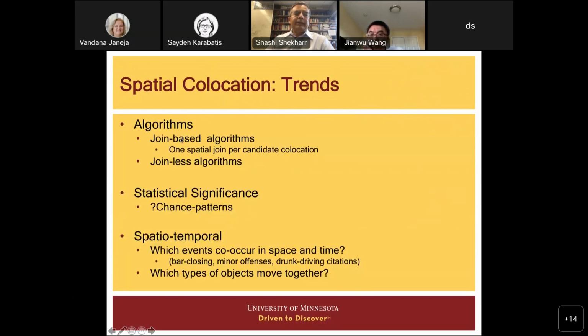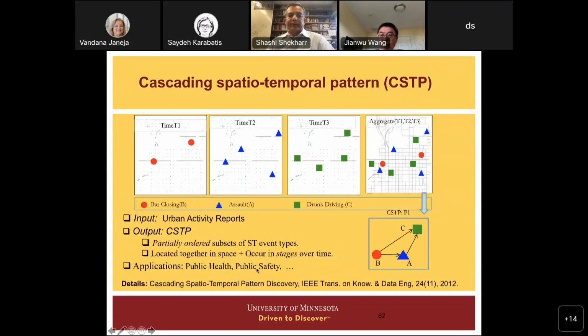Trends, there are many different ones, the algorithmic refinement. Also, the original collocation pattern did not have statistical significance added to it. And some people have added it for this one. And new work is also to think about adding time and so on. So for example, here, it is showing you that if you have a certain event at one time, a little later in the neighborhood, something else happens, and a little later, something else happens. You can talk about cascade patterns like this, which can generate hypotheses for causation.